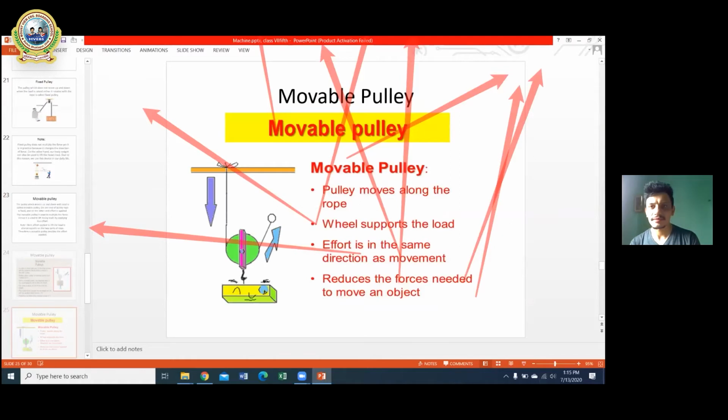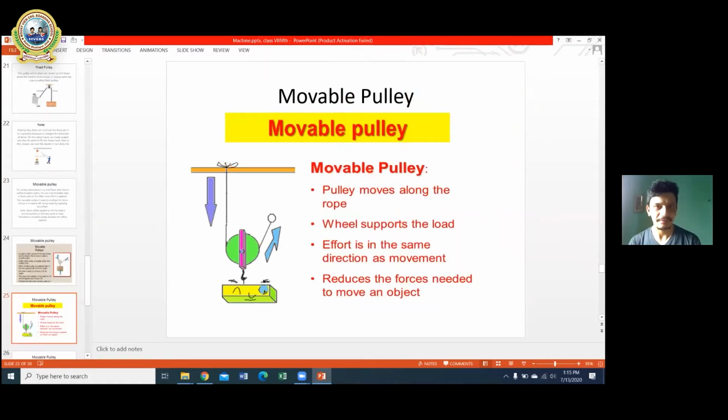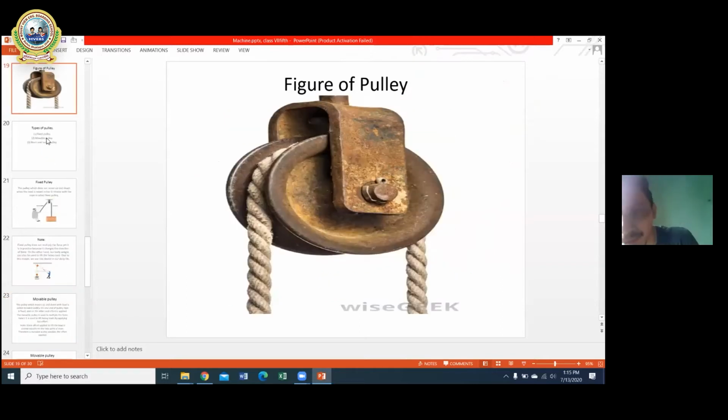Anyway, this is a pulley. We are all quite familiar with this because last time we studied it. A pulley can be categorized into three types: fixed pulley, movable pulley, and last but not the least, the block and tackle pulley.